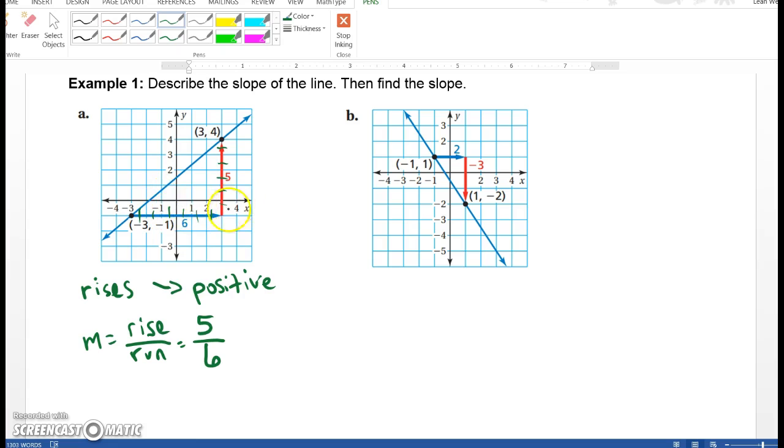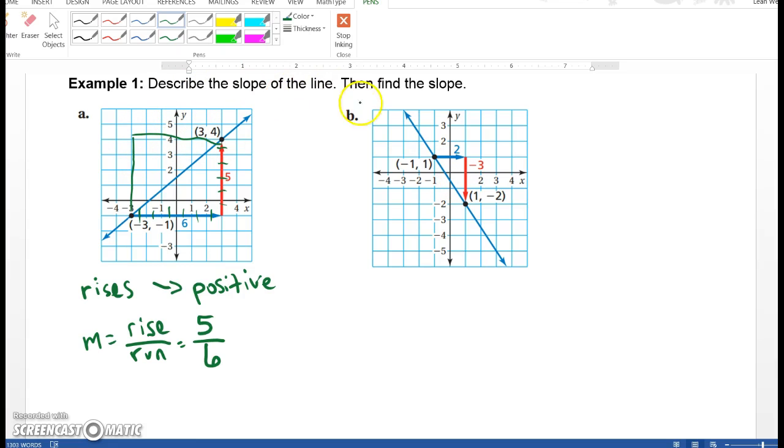Later you're going to be drawing your own slope triangles. That's what this is called. It can be drawn up here as well. It doesn't matter if you draw it here or there. It's still going to be 5 up and down and 6 left and right, or a rise of 5 and a run of 6. So let's take a look at this one.